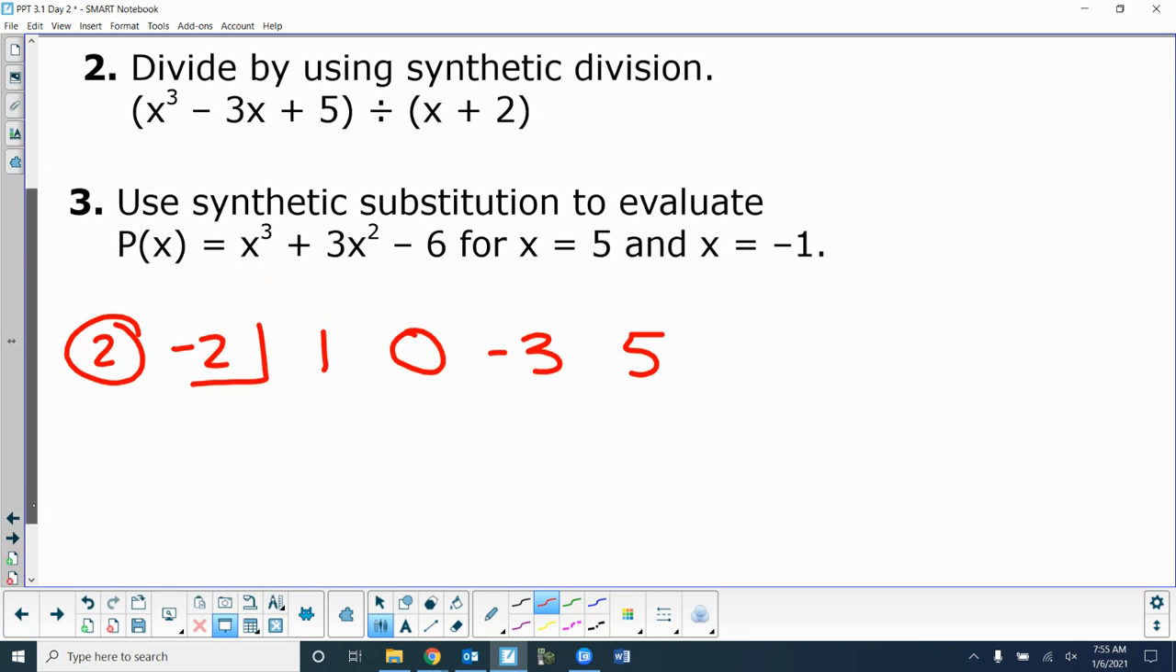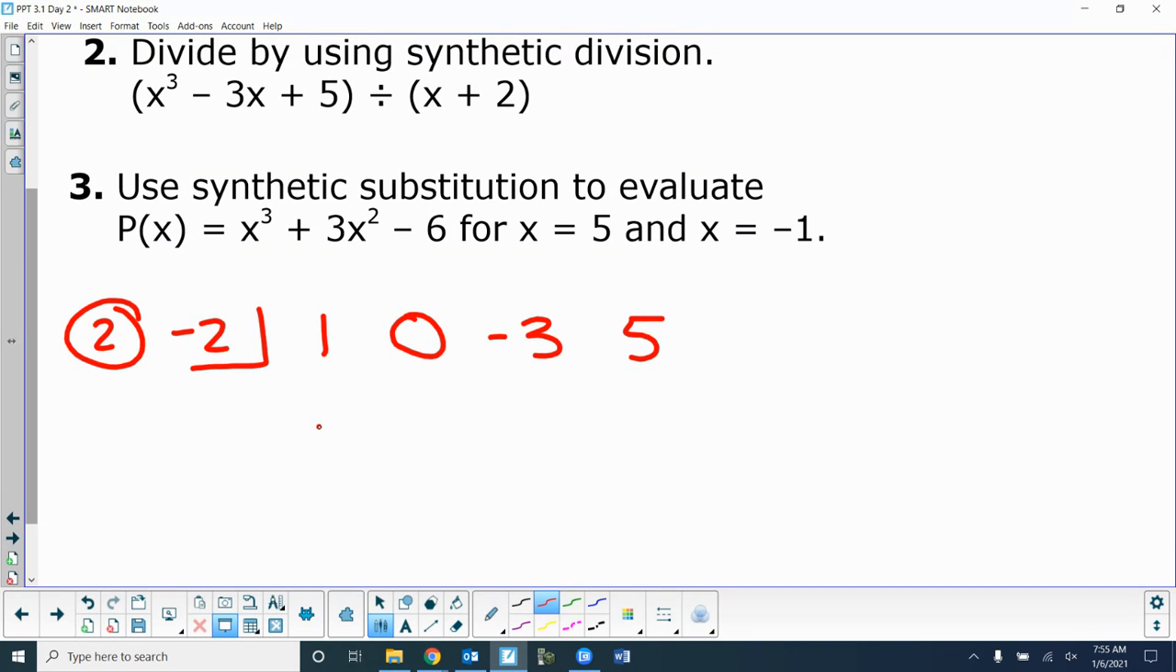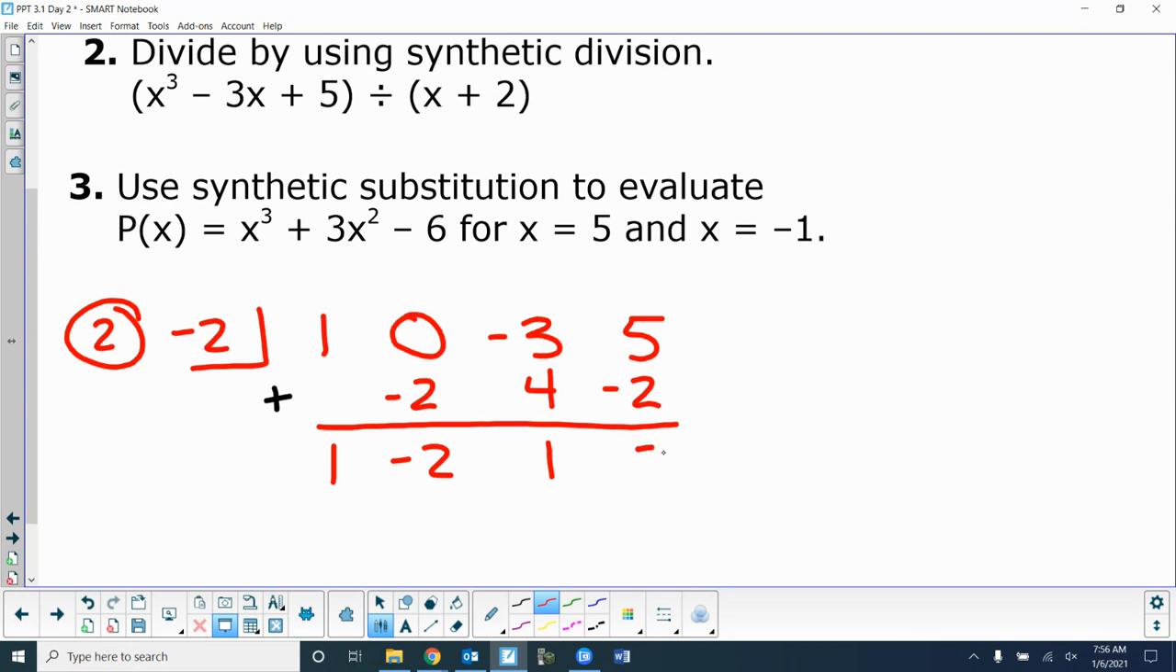Okay, so don't forget about adding your 0, just like we did for long division. Drop your 1 below the line, and then we multiply. -2 times 1 is -2. And remember, we're doing addition here, after we get the two numbers. 0 plus a -2 is -2. -2 times -2 is a +4. -3 plus 4 is a +1. -2 times 1 is -2. 5 plus a -2 is a 3.